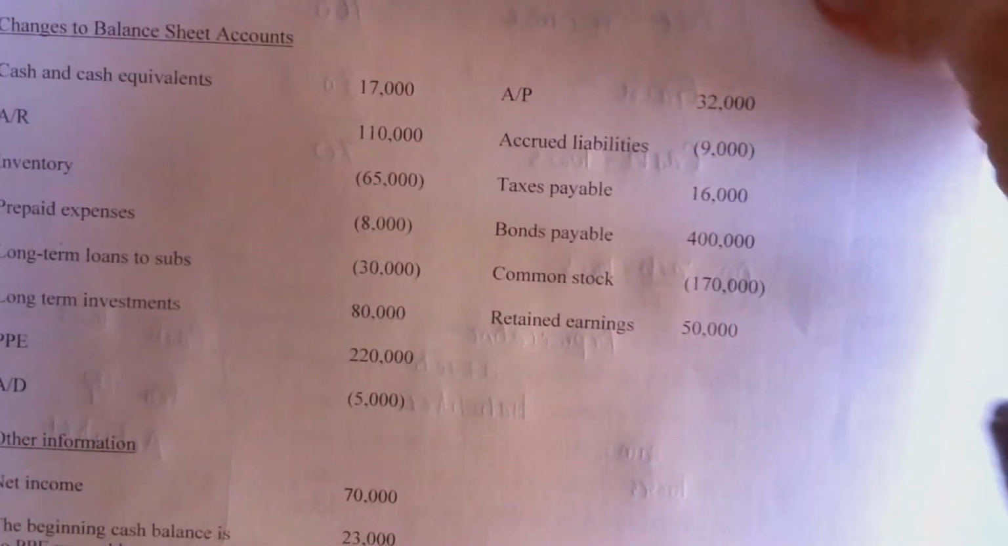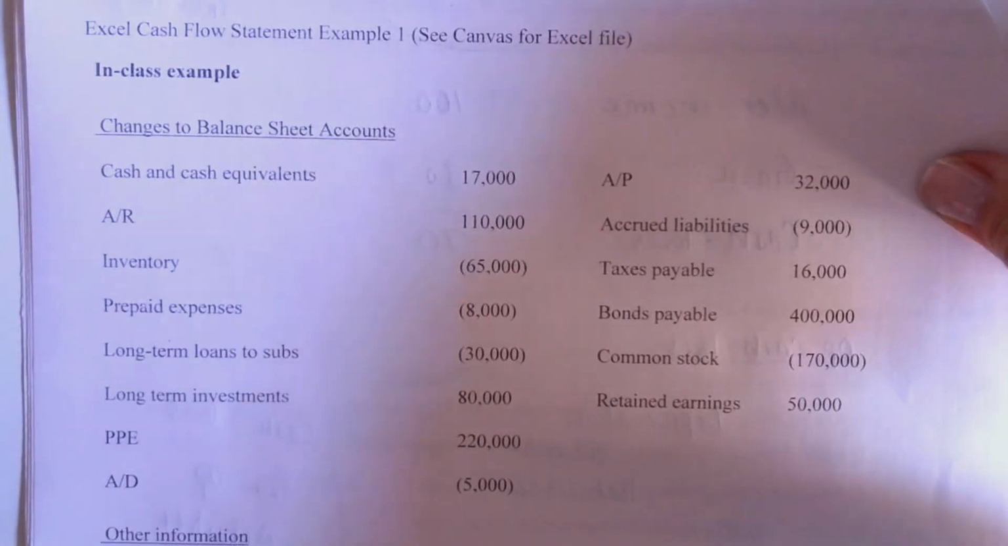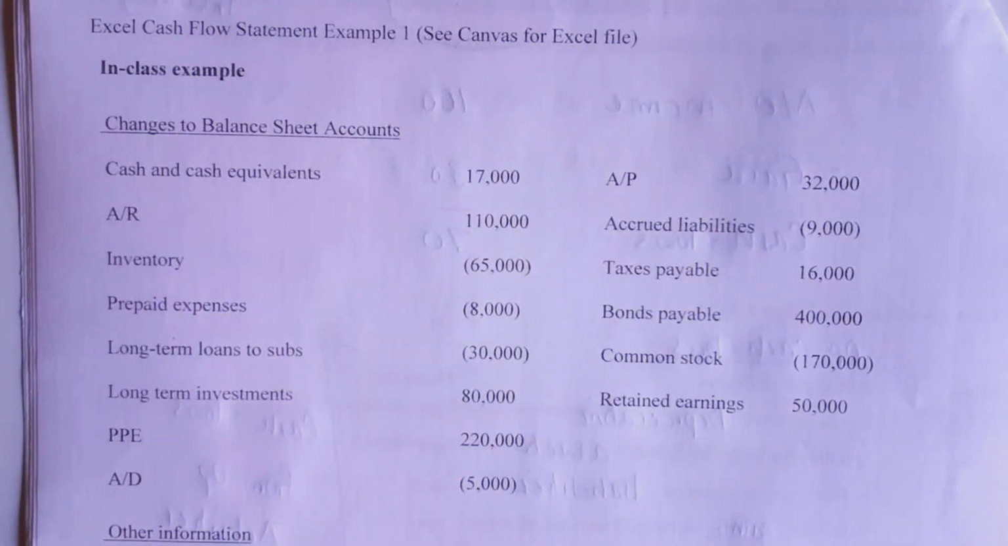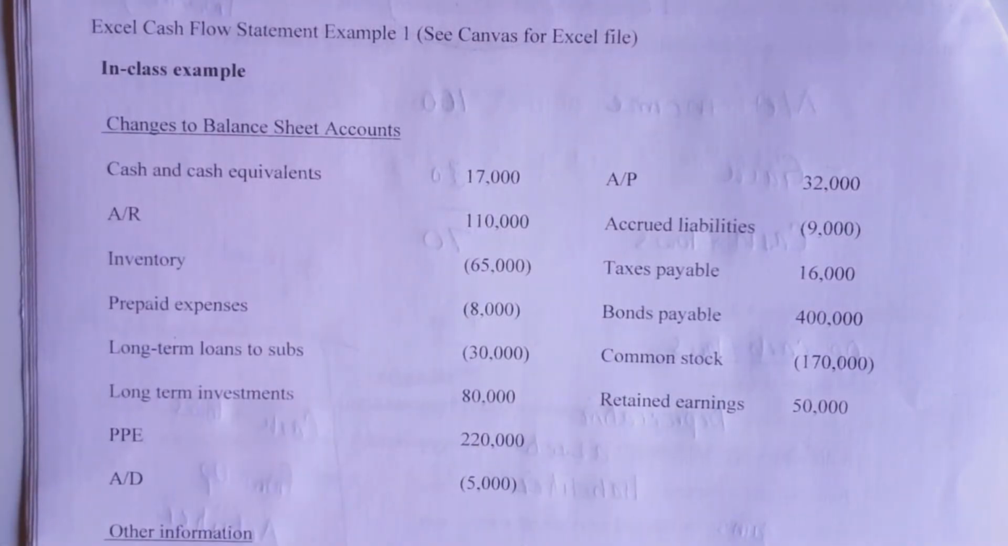So we have a few minutes. Because we don't really have time to do this whole thing, let's just take a couple minutes and see if we can figure out what categories these items are going to be in. Right, so I'm giving you the changes to the balance sheet account. I'm not making you look at balance sheet 1 and balance sheet 2, I'm just telling you what the changes are from year 1 to year 2, okay? So let's just go through.